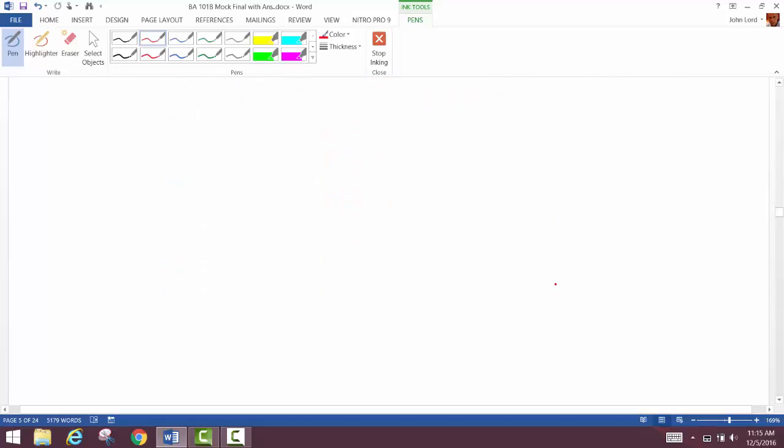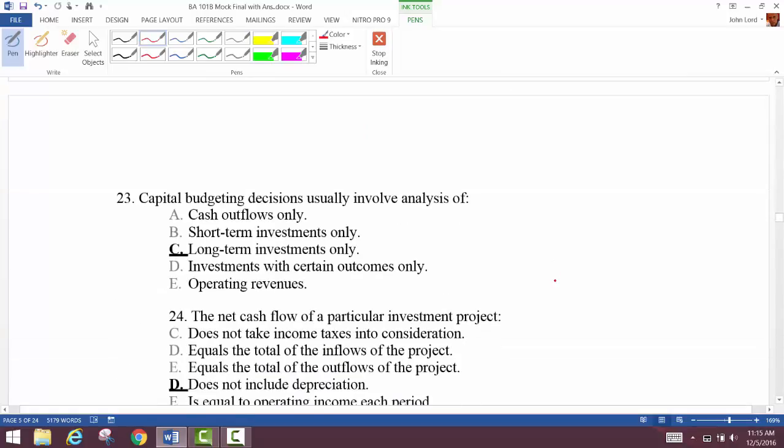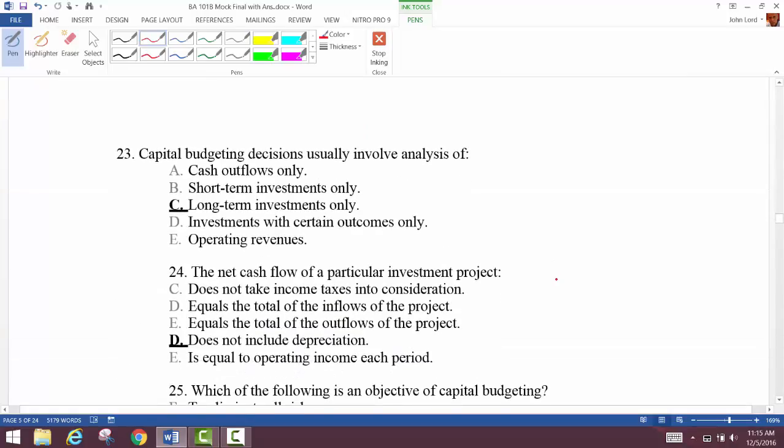23? Capital budgeting decisions usually involve an analysis of, when we get into capital budgeting, that's long term, right? Operating budget's going to be a single year. Okay.